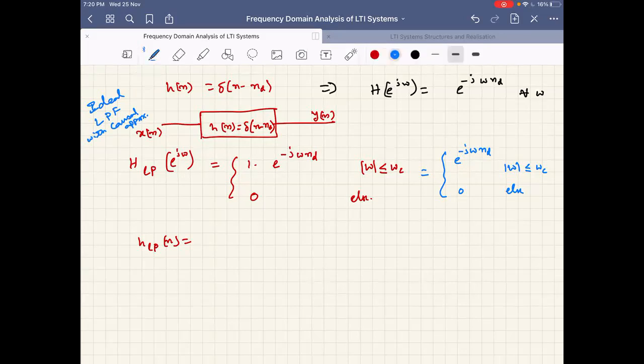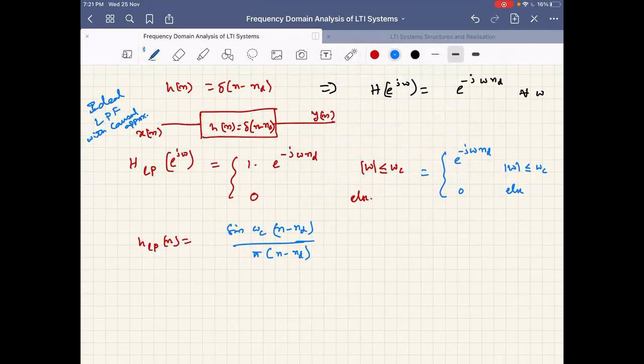Fine. So now let us write in time domain, what happens? See the delay here, how does it reflect in time domain? It reflects to sine of omega c into n minus n d, by pi into n minus n d. Okay, this is how it reflects.